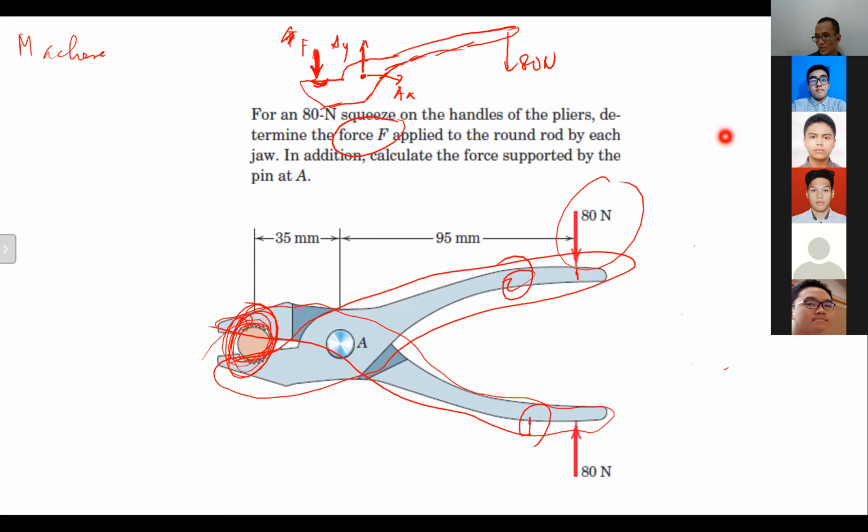Or else, for you guys who don't want to draw the second part of the pliers, actually you can draw the first part as well, and it will give exactly the same results. So you can draw it like this.